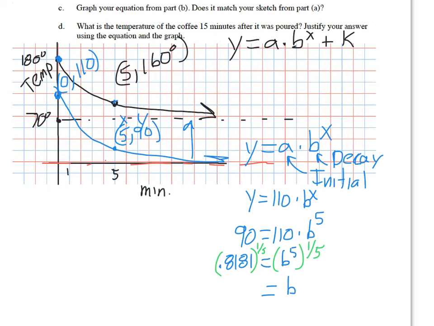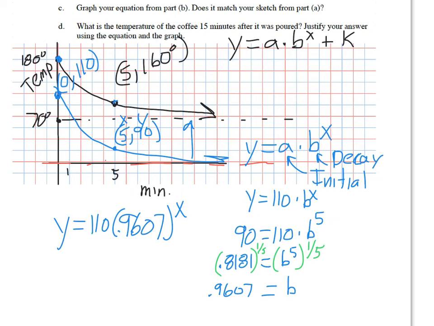Now let's go 0.9607. Those are our A value and B value for the blue equation. So 110 times 0.9607 raised to the x power.